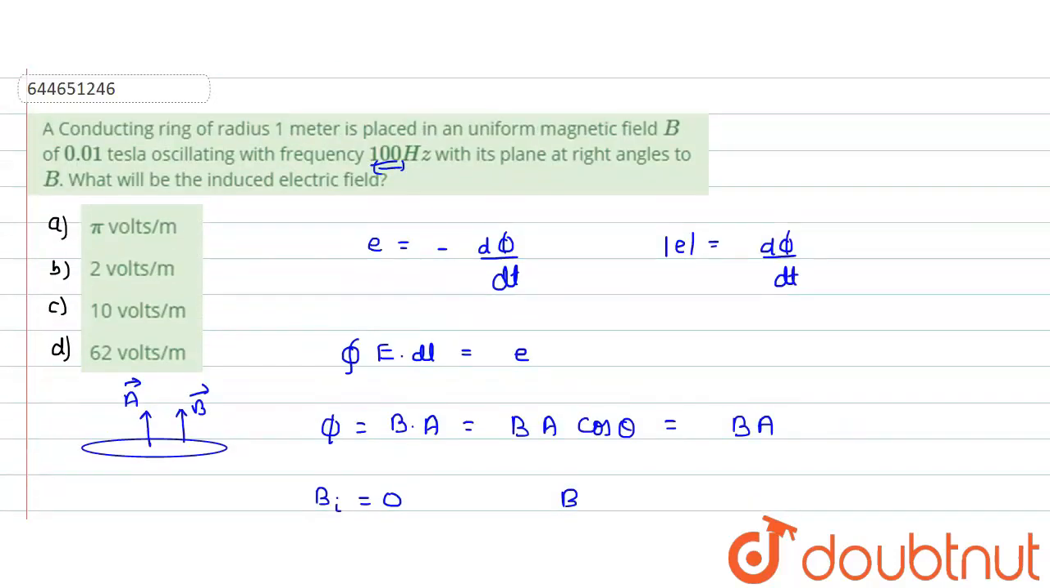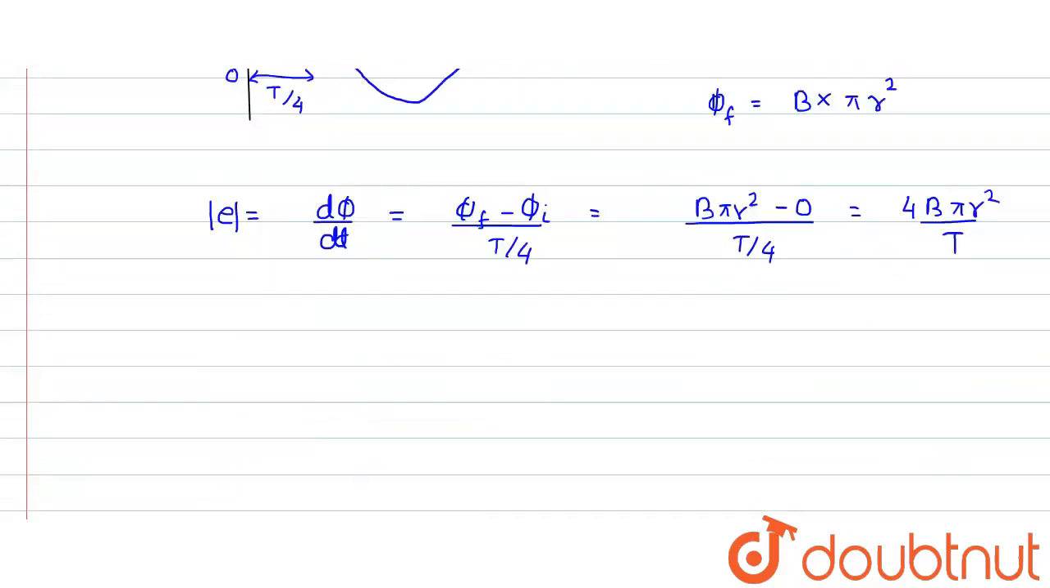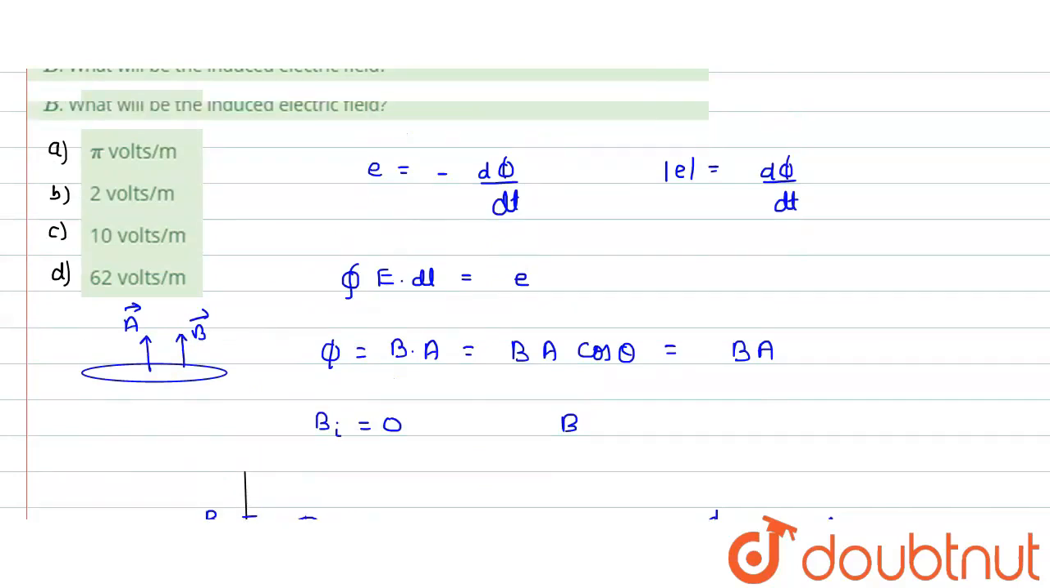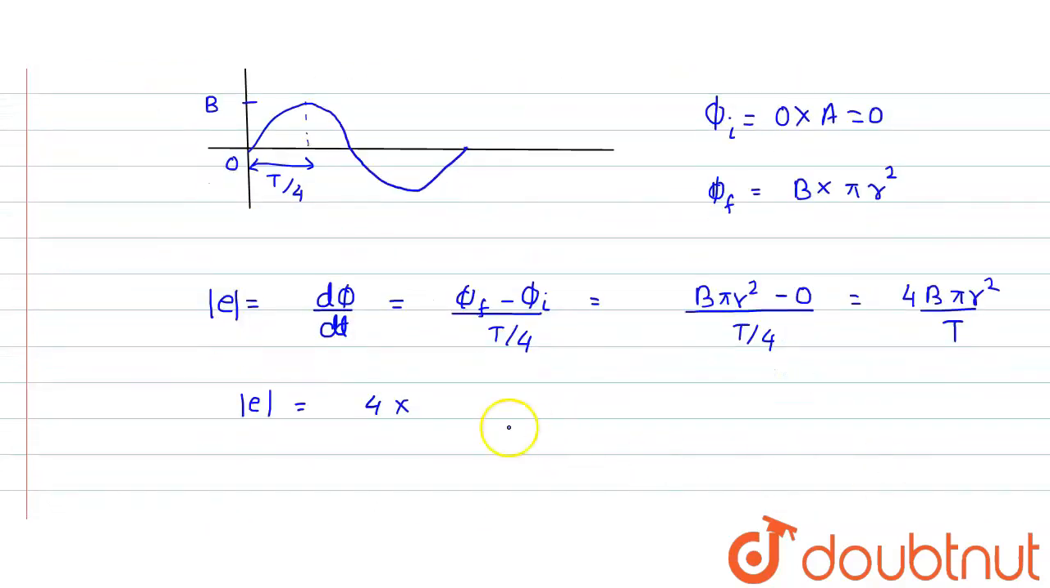Now what would be the value of the time period? Time period is 1 by frequency. Frequency is 100, so the time period would be 1 by 100. So we can say that the magnitude of e would be equal to 4 into B, which is given as 0.01, pi into radius 1 squared, divided by the time period, which is 1 by frequency, 1 by 100. This would turn out to be 4 pi volts.